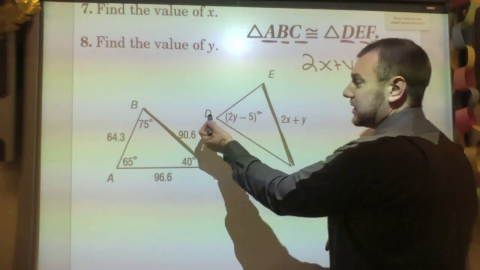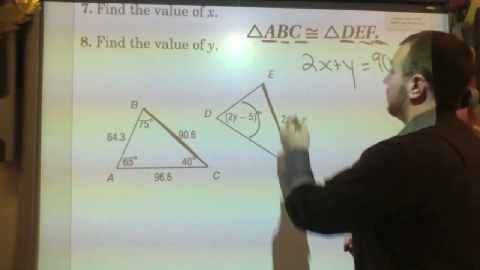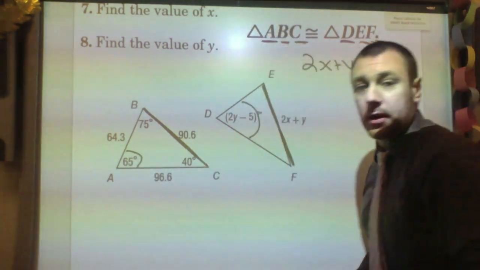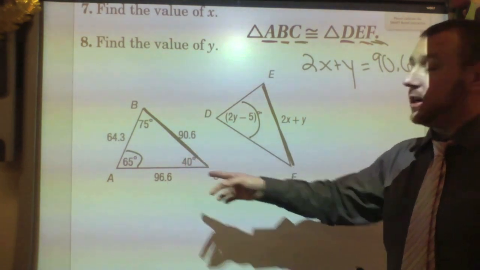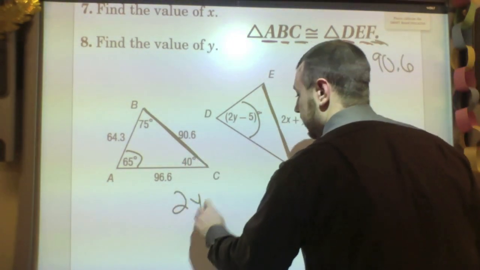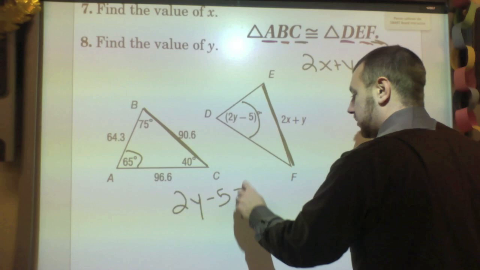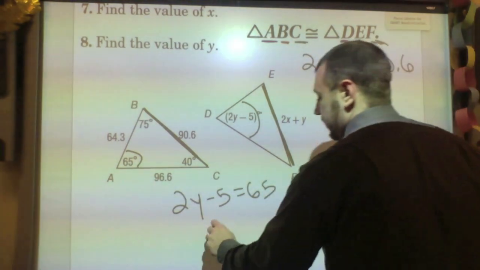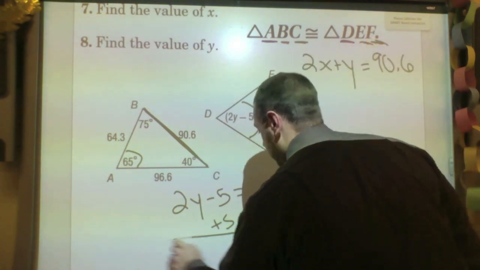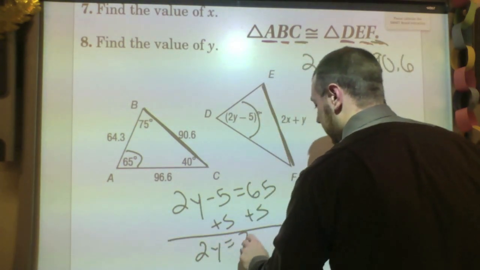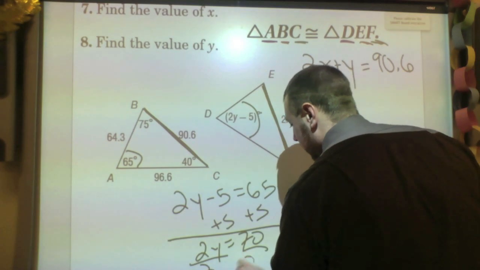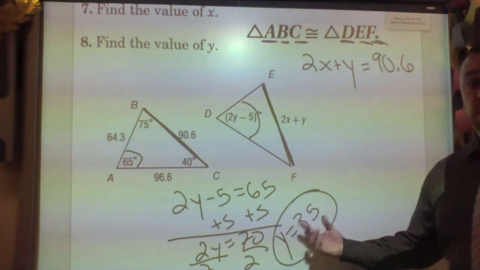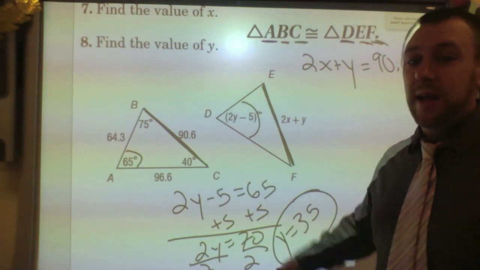Well, this is an angle D, right? What matches up with angle D? Angle A. So now I know that 2y minus 5 equals 65. So now I can solve that one. Add 5, 2y equals 70. I divide by 2, y is 35. I've solved for y. Now what can I do with that?